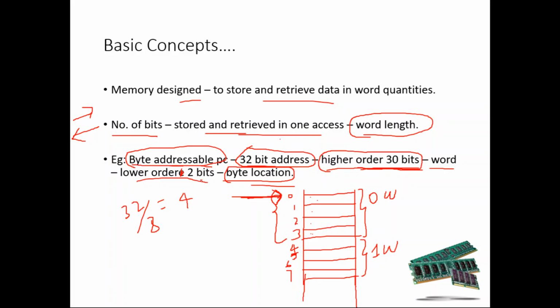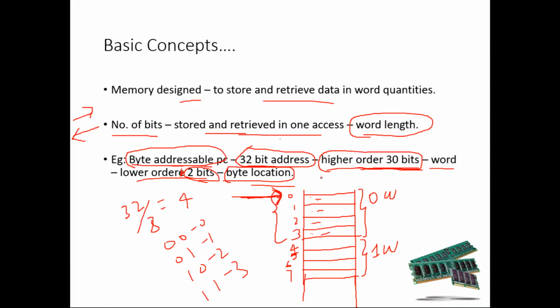And the next 2 bits will be used to refer to the actual byte location. Because using 2 bits, how many locations can you refer to? 4 locations: 00, 01, 10 and 11, which is nothing but 0, 1, 2 and 3. So if the higher order 30 bits refer to this starting address, and the lower order bits are 00, then it will refer to the 0th byte. If it is 01, it will refer to the first byte. If it is 10, the second byte. If it is 11, the third byte.